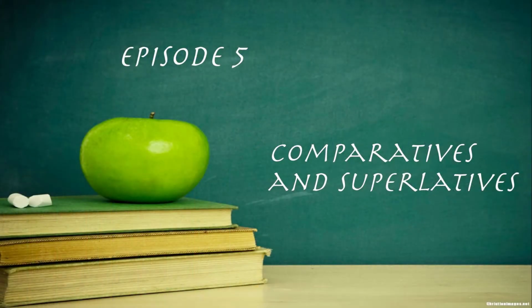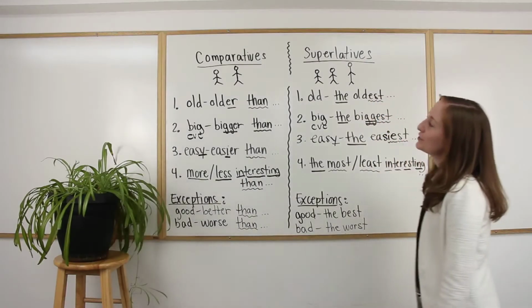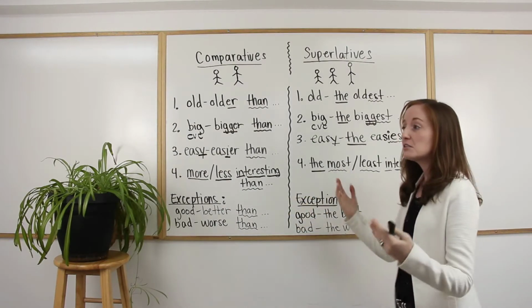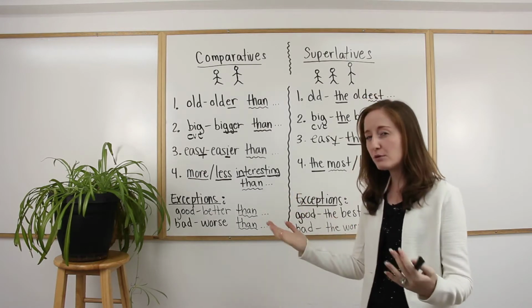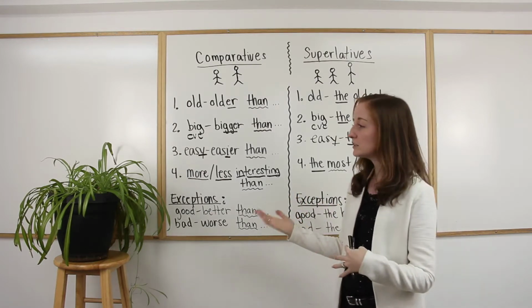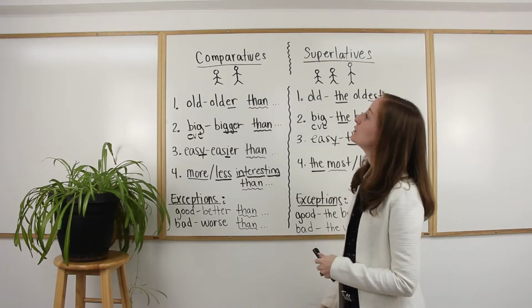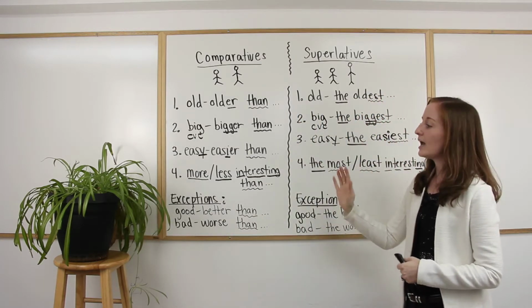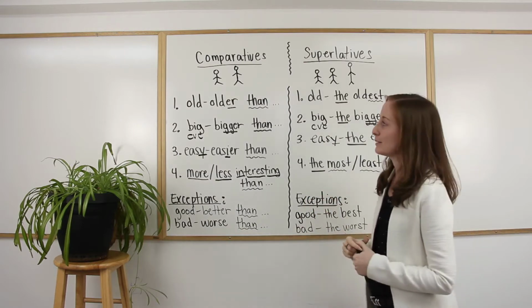Today we are going to look at comparatives and superlatives. In English we have two categories: to compare and talk about similar people or different people, different things, different restaurants, different objects. So comparatives and superlatives have four basic rules and some classic exceptions.